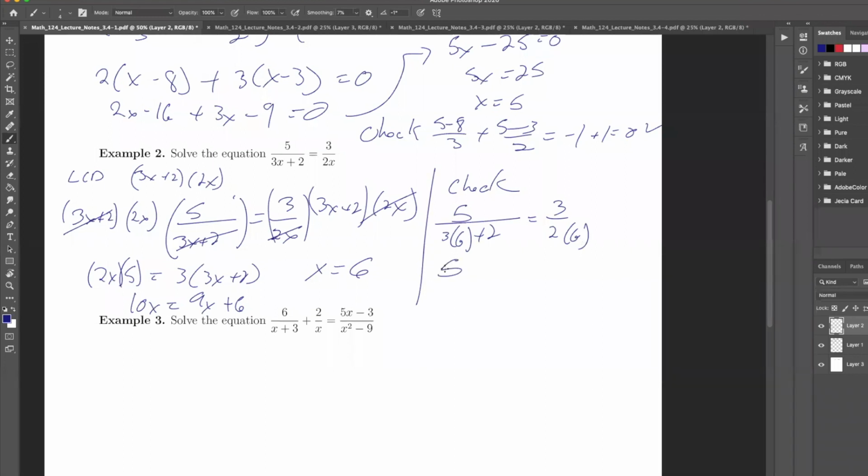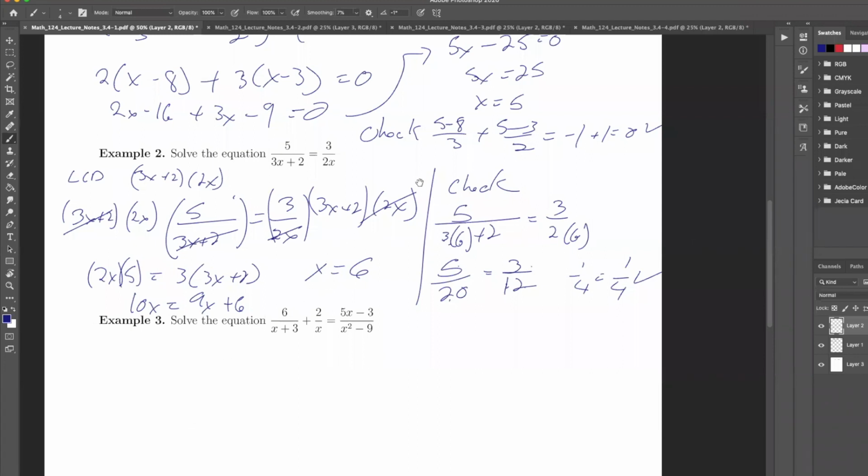All right, so we get 5. 3 times 6 gives us 18, so 5 over 20, which is 3 over 12. And notice here, this is a fourth, and this is a fourth, right? This is 1/4 equals 1/4 once I simplify the fraction, so it works out.